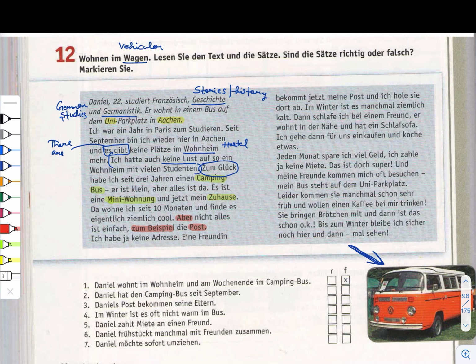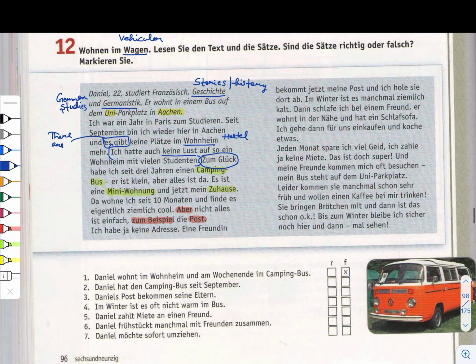Okay, so zum Beispiel the post. We will see what this post means. Zum Beispiel the post. Now, for example, if somebody is living in Germany and he doesn't have a permanent address and he is just living in this bus. Okay, so he is telling zum Beispiel the post. Post is the problem he told. Now, what does this mean?